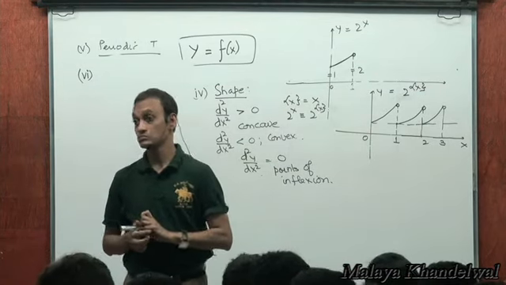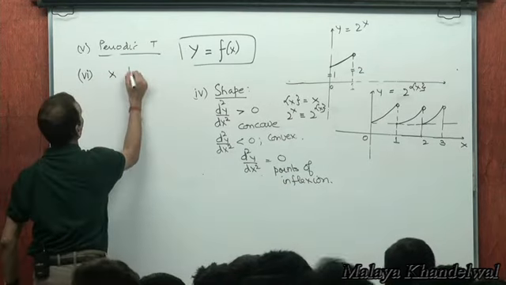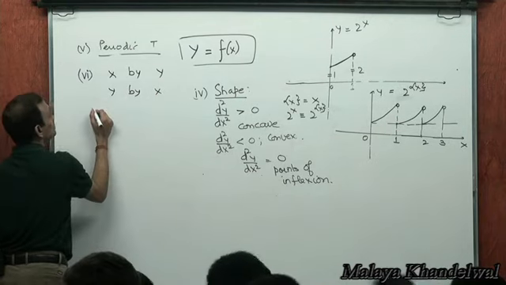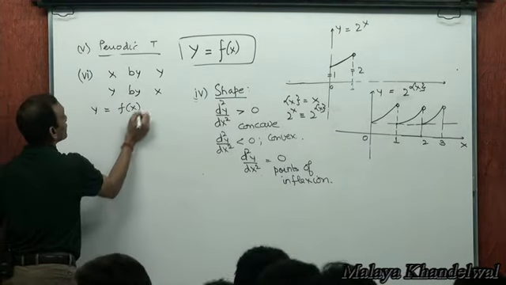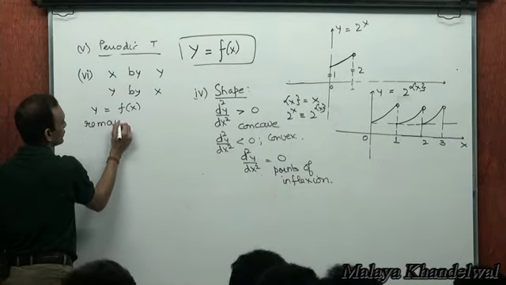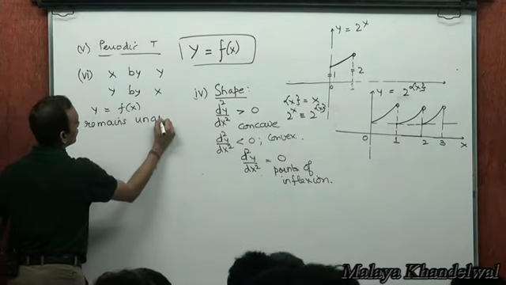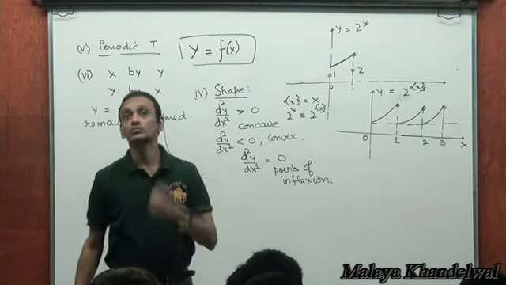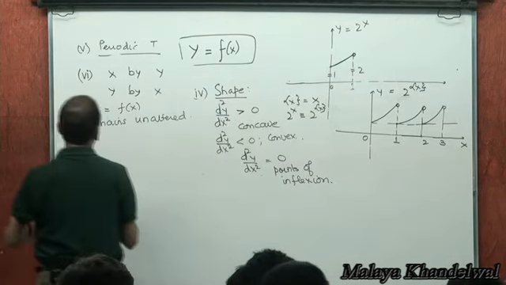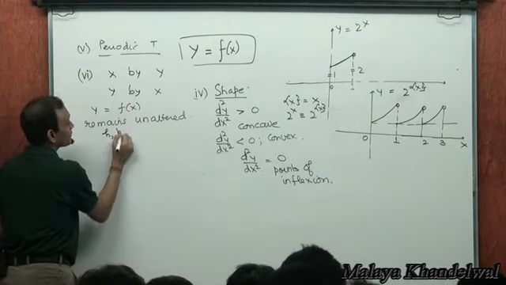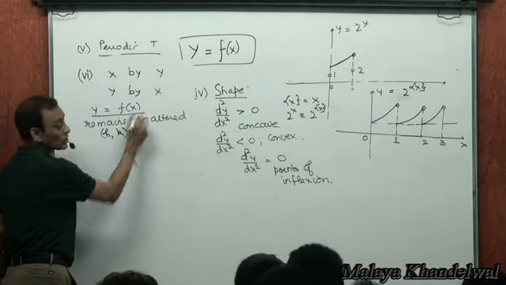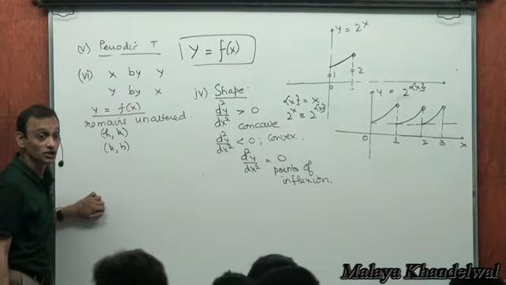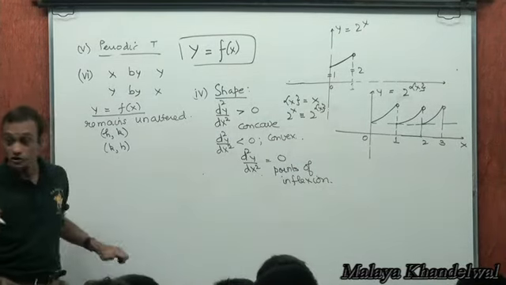In a given function, if you replace x by y and y by x, and the function y equal to f(x) remains unaltered, then realize that if (h, k) lies on this graph, then (k, h) will also lie on the graph of the function. Yes or no?